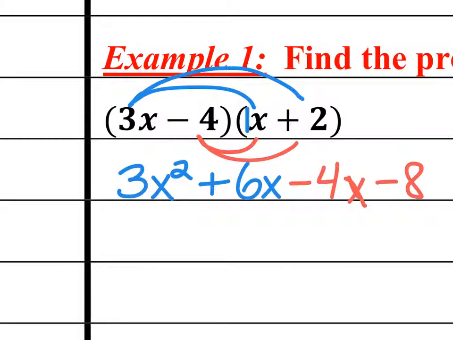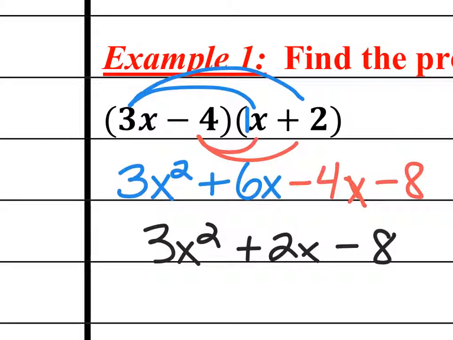So now we should combine like terms. 3x squared plus 2x minus 8. This is in standard form. Then you're done.